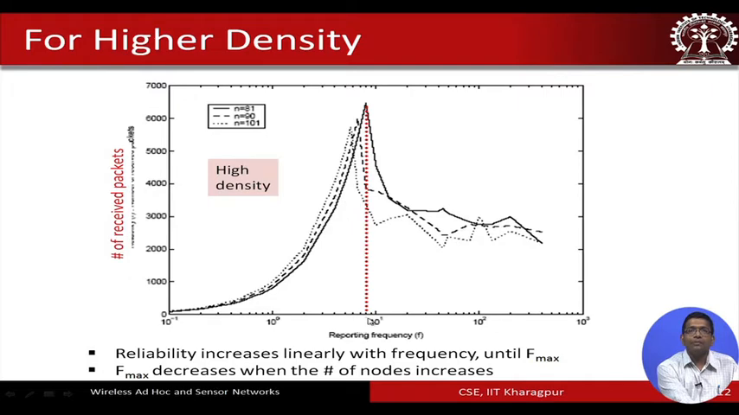So, that means the maximum reporting frequency decreases when the number of nodes increases, and both of these results, for the medium density as well as the high density network, are quite intuitive and we do not need to spend time analyzing them. These observations are quite evident and understandable.